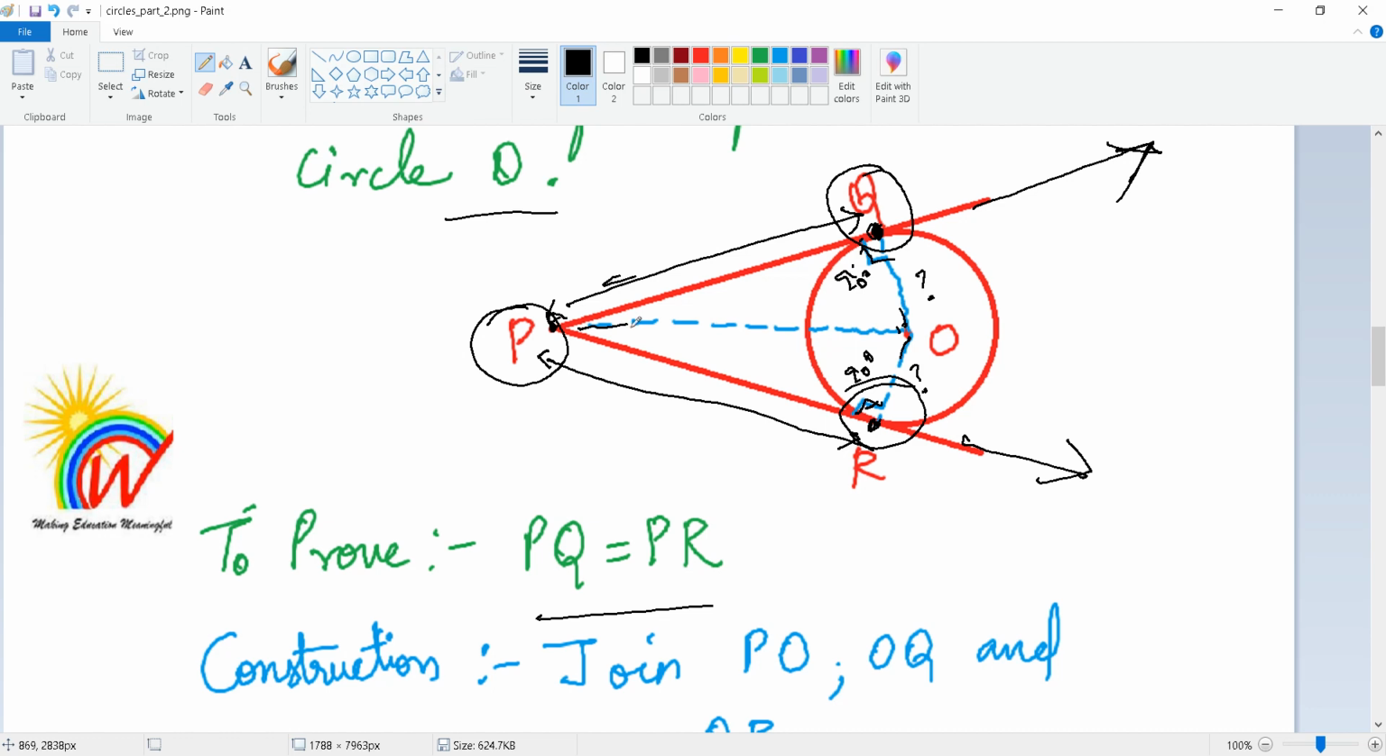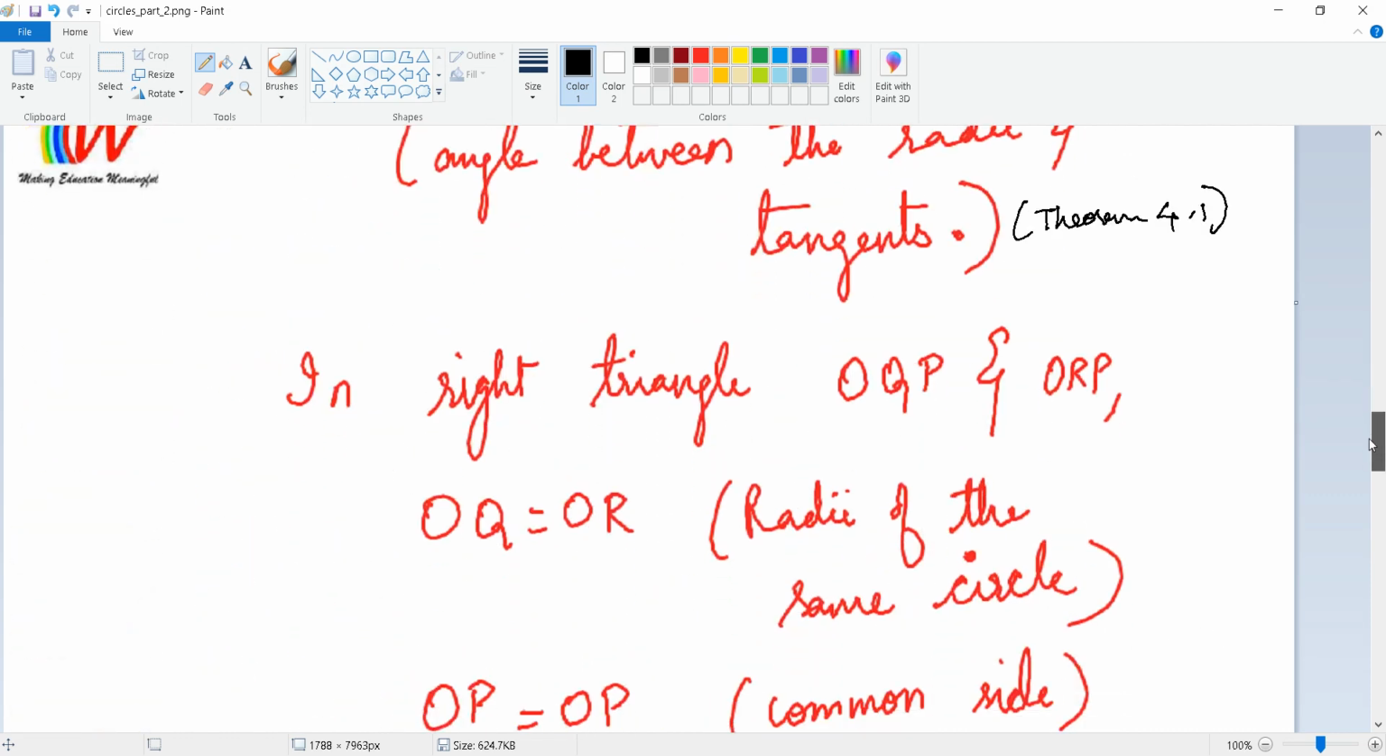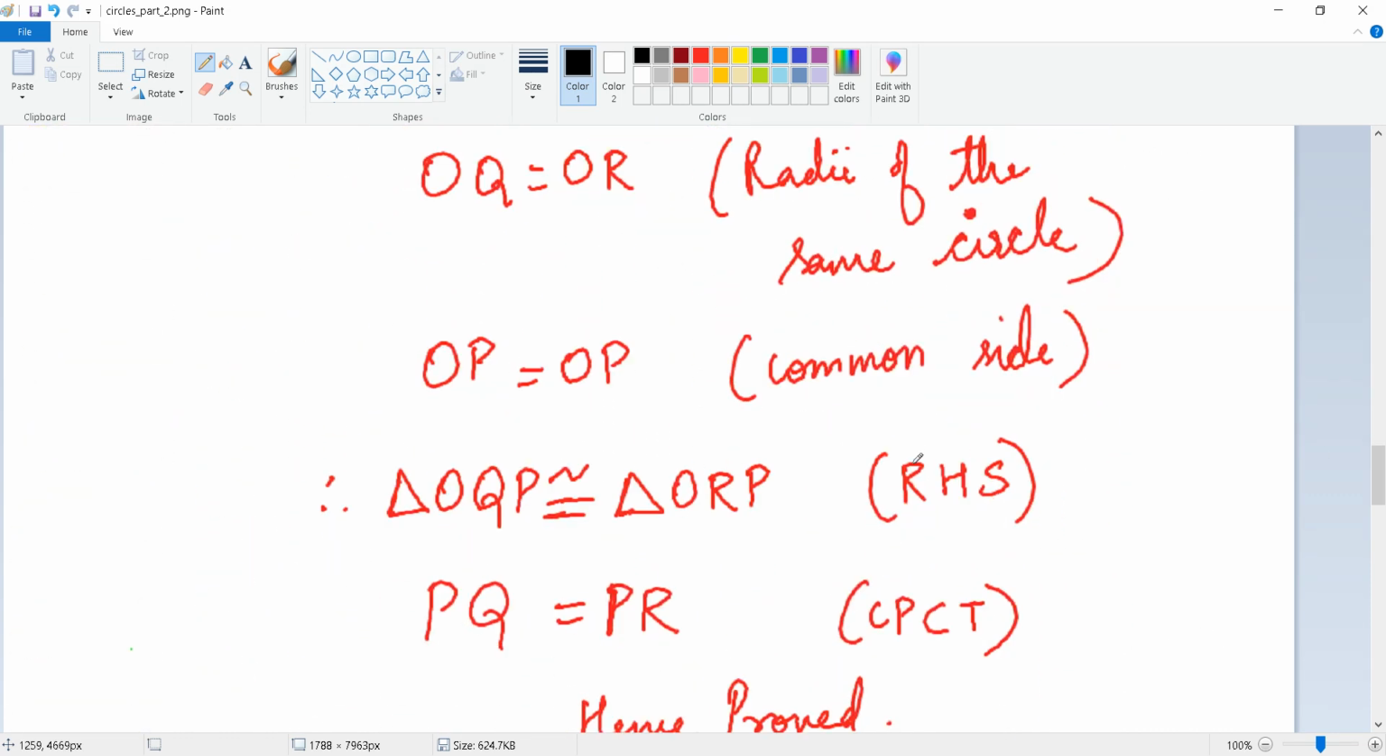So you have the blue line OP common to each other, and OQ and OR equal to each other, and there is one 90 degree angle also. In the last year we would have learned the RHS theorem: hypotenuse, side and a right angle. The R over here stands for right angle, H stands for hypotenuse, and S stands for one of the sides.